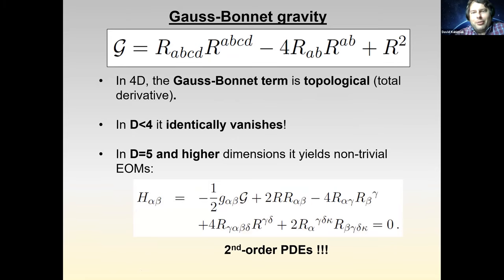Interestingly, if you look at this fine-tuned scalar invariant, you find that in four dimensions it is just topological, a total derivative. If you go to lower dimensions, it identically vanishes. So it only becomes interesting in five dimensions and higher. The corresponding equations of motion, if you vary this with respect to the metric, give you such a contribution to the Einstein equations. Obviously, these equations are second order. Everything here doesn't contain any derivatives of the Riemann tensor. So it just gives you second-order equations of motion. But this is non-trivial only in five dimensions and higher.